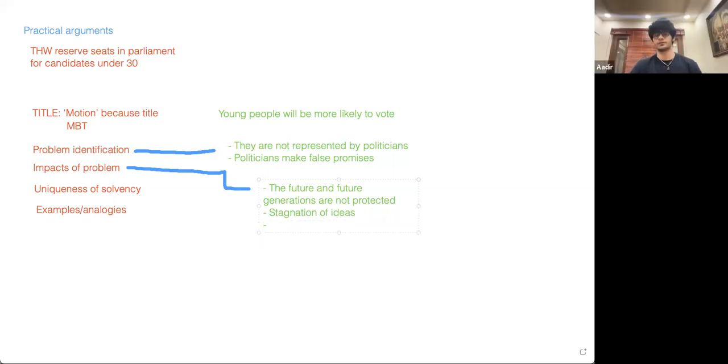Fair enough. So right now I'm not writing all that, but know that in each of these steps, you can't just say future generations are not protected. You need to tell me why it's important that future generations are protected. And that comes under impacts of the problem.